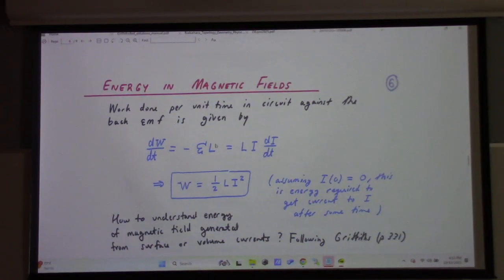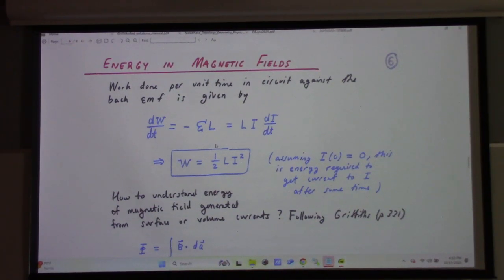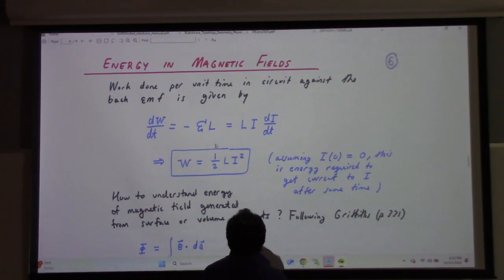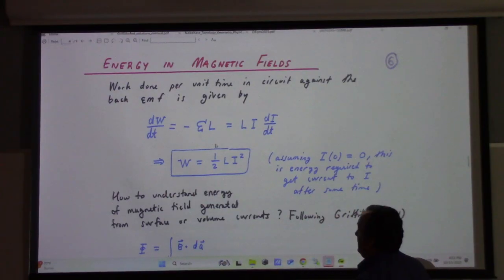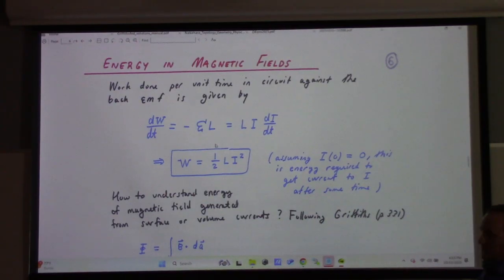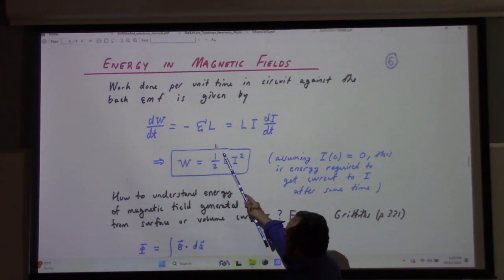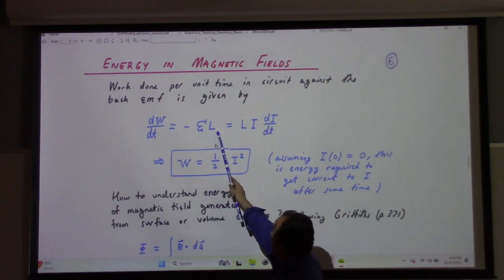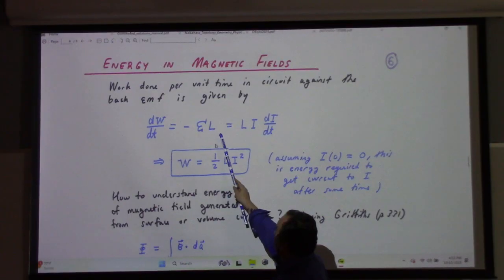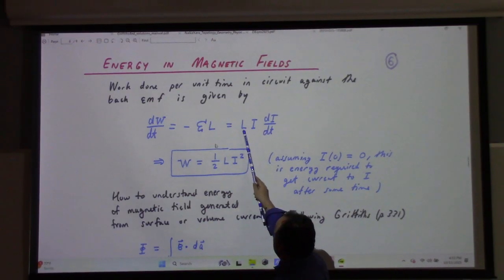So we need to talk then about energy and magnetic fields. The energy in a magnetic field, we can calculate the work done per unit time in a circuit against the back EMF as it relates to the self-inductance, right? So dW/dt is minus EL, which is L dI/dt.